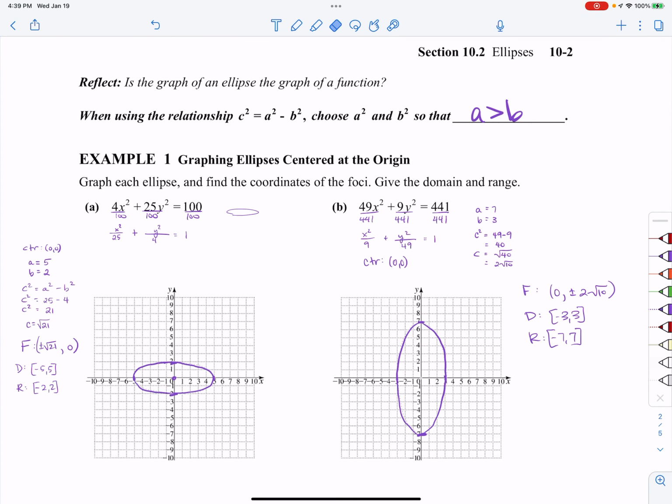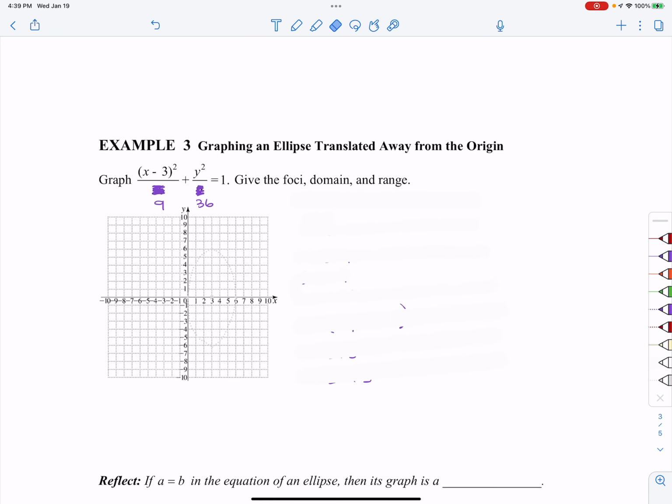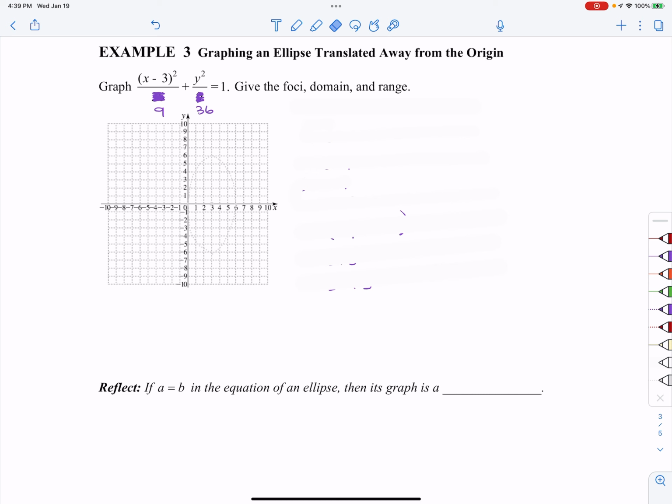All right, so what I want you to do next is I want you to skip over example number 2, and we're going to go down to example number 3. So this is a very similar question. The first thing that I want to point out is that I changed the question. So if you printed your notes and you're filling in your notes, you'll notice that I switched the denominators. I traded the denominators here.